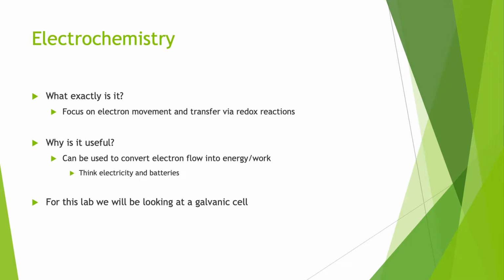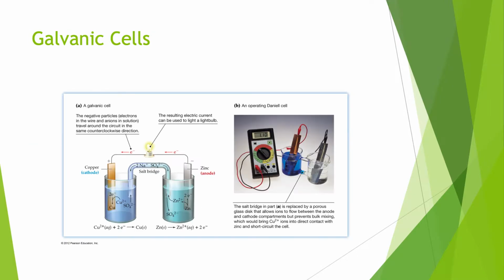Now, what we're going to be focusing on in this lab in particular is galvanic cells, measuring cell potentials for galvanic cells and using that to find other information for one of our parts of the experiment. We'll take a look at using it to find Ksp, for instance.